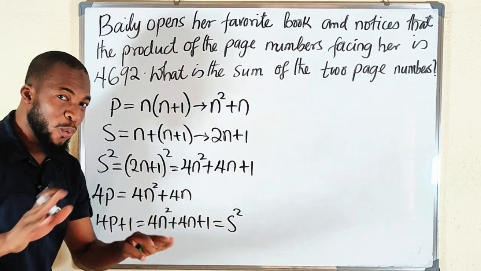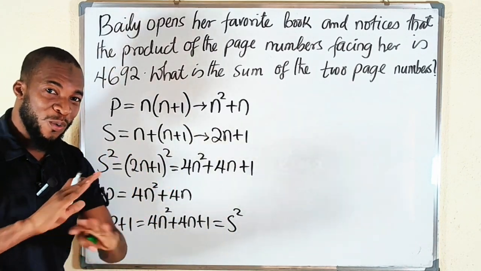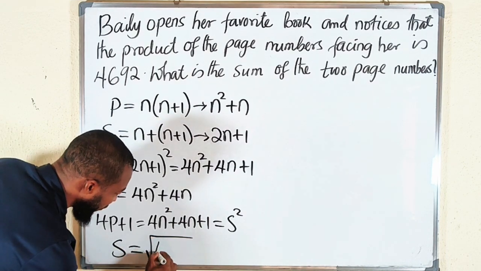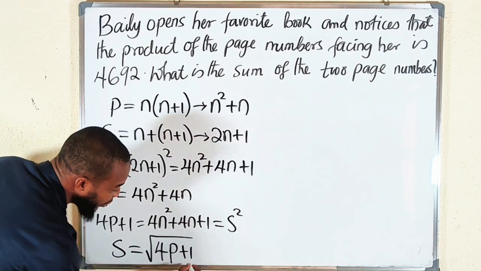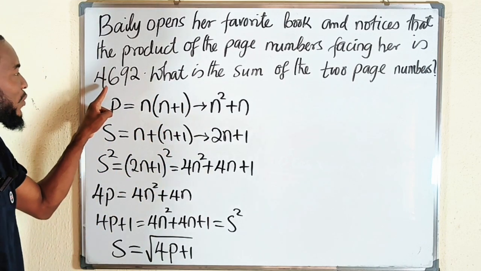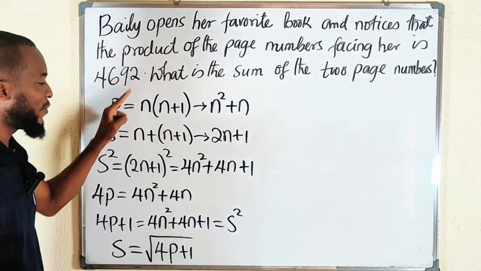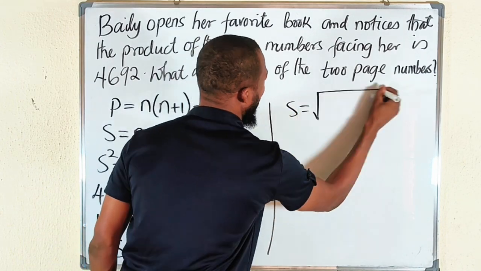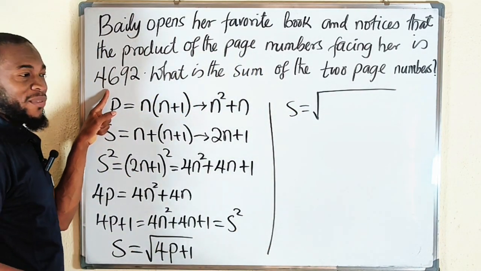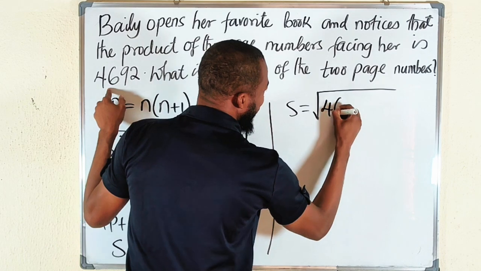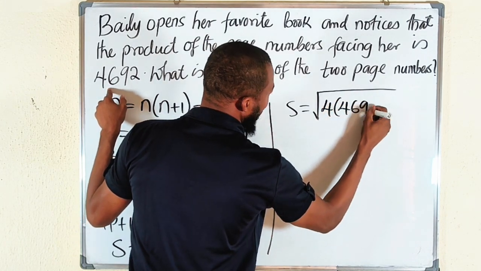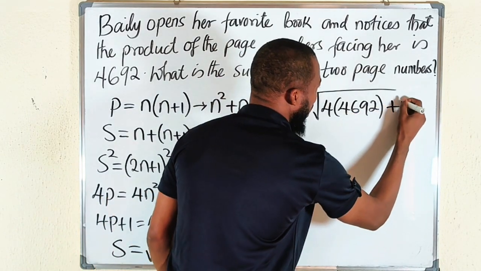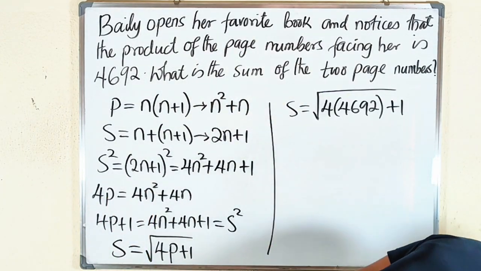Hence, by taking square root of both sides, remember s is sum. We expect it to be positive because the number of pages are also positive. So s will be equal to the square root of what? 4p plus 1. We already know what is p. P is the product, which is 4,692. Let's end it here. So s will be equal to the square root of 4 times this number, 4,692. Then we still have plus 1. Let me grab my calculator because the number is big.